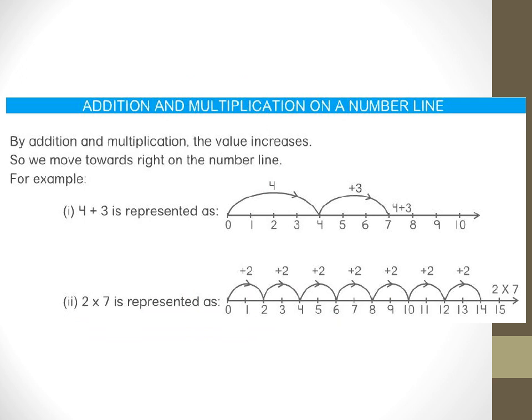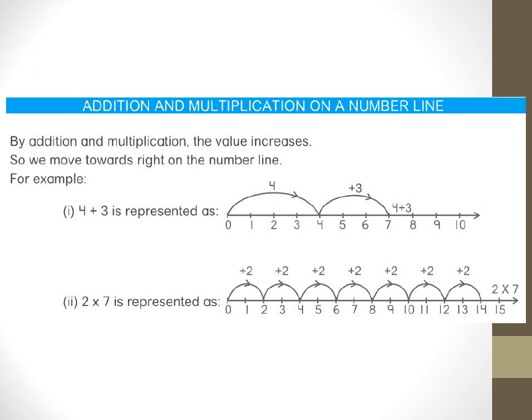So first of all, addition and multiplication on a number line. By addition and multiplication, the value increases. When we add something to something or when we multiply something with something, then the value increases. So we move toward the right side of the number line.